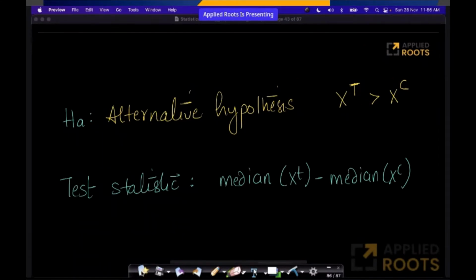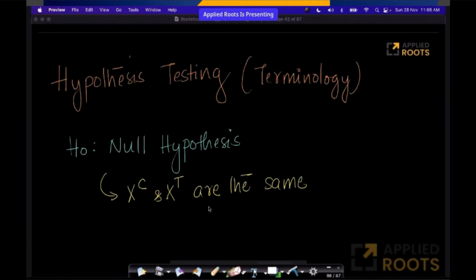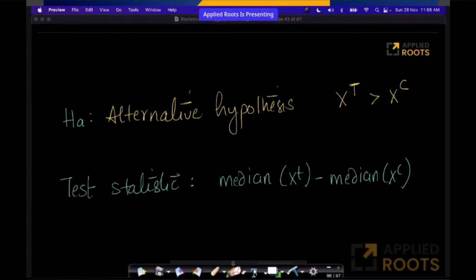So for a given null hypothesis, there can be multiple alternative hypotheses. Whenever you're doing any statistical test or hypothesis testing, first you define the null hypothesis, then you define the alternative hypothesis. In our case, the alternative hypothesis is that they're not the same. Then we define something called a test statistic. What is it that we are measuring? We measured the median difference between treatment and control.